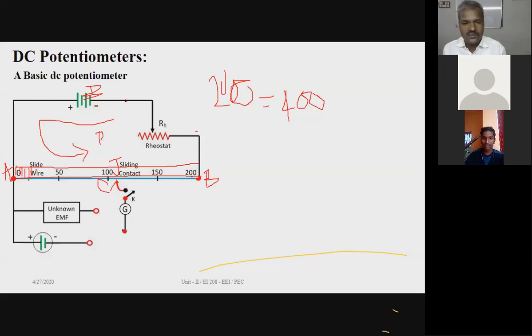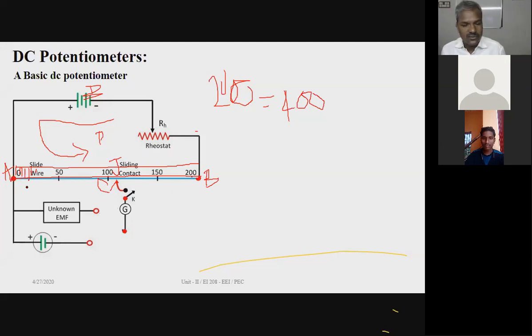So for the battery voltage, we should choose a very small voltage. The rheostat resistance should be more. The slide wire contact should be very thin, and the drop across the wire should be very small, the I square R loss, because of this circulating current. So this part is the primary circuit.